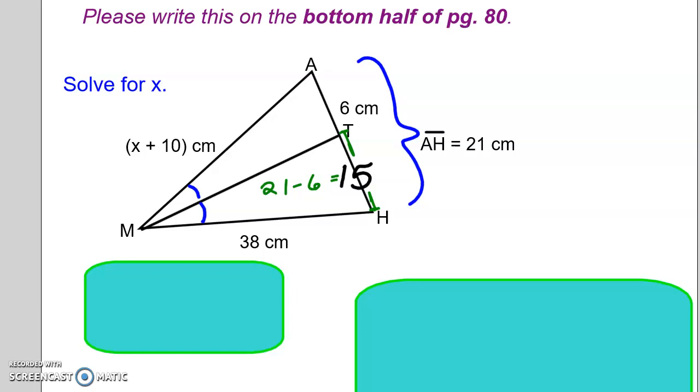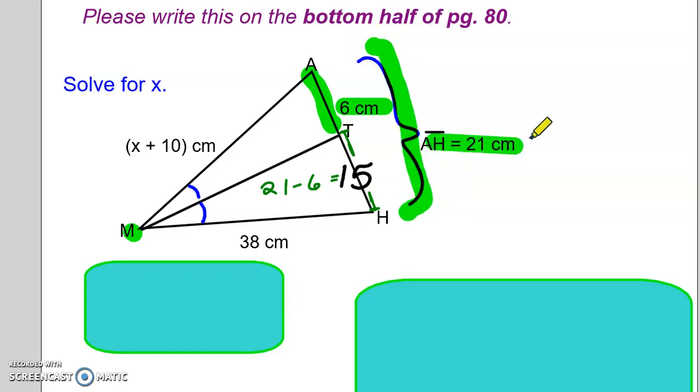Okay, here is another example. So I gave you the following. I told you angle M is going to get bisected. I told you that AT is only 6, but then the entire segment AH is 21. So we kind of did this in a previous problem. Could I find segment TH? Yes, just do 21 minus 6, and that's how you get TH to be 15.